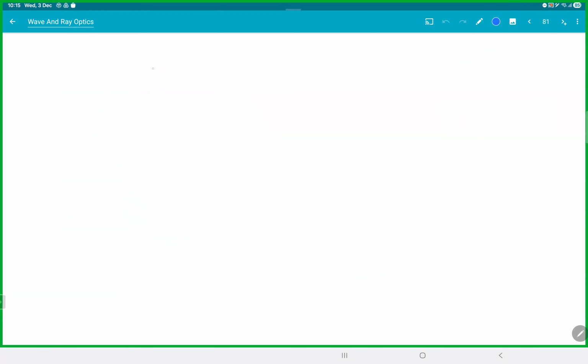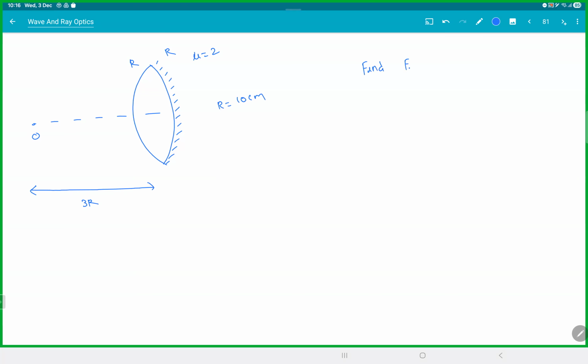Similar one, but what if we have a lens and this is silvered? Object, let's say mu is equal to 2, this is r, and this is 3r. R is equal to 10 centimeters. Find the final image. So one side of the lens is silvered.